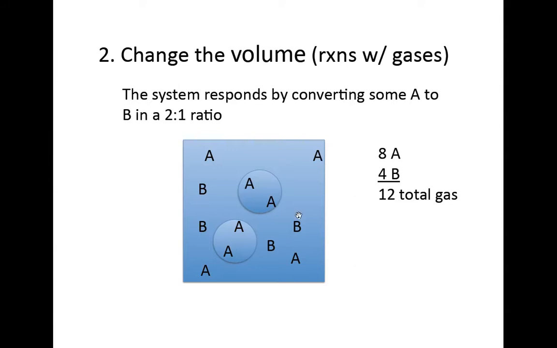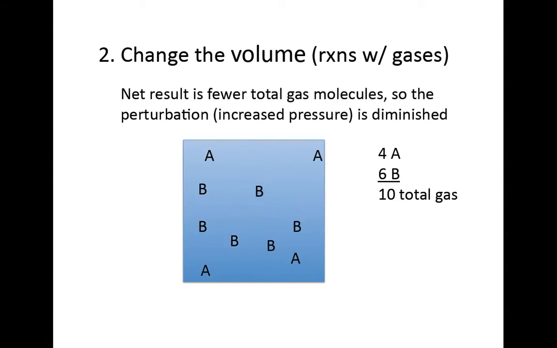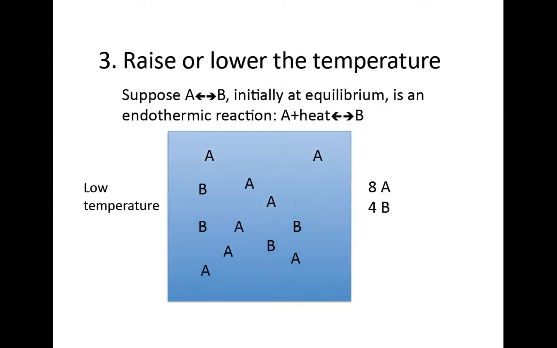Well, we know that the stoichiometry is that 2 A's are stoichiometrically equivalent to just 1 B. So we could take 4 A's and convert them into just 2 B molecules. That's what I've done here. So instead of having 12 total gas molecules, now we have just 10 gas molecules. That clearly will diminish the perturbation, which was an increase in pressure. The net result is fewer total gas molecules, and that diminished the perturbation, as I said.